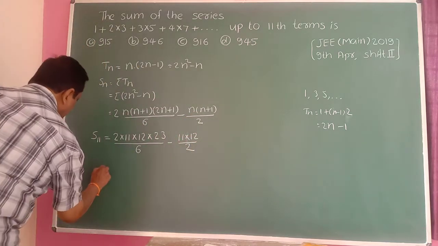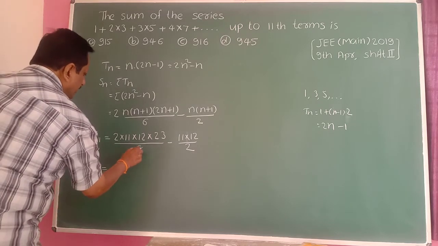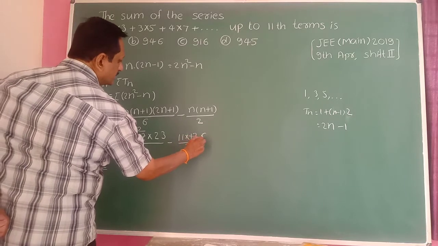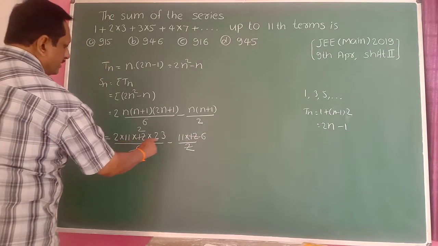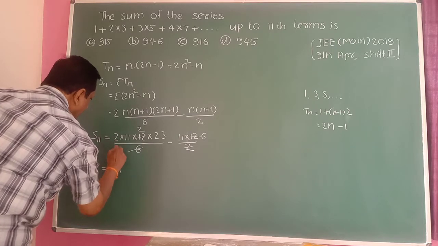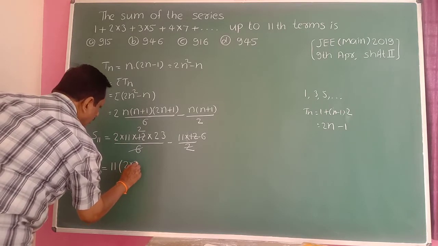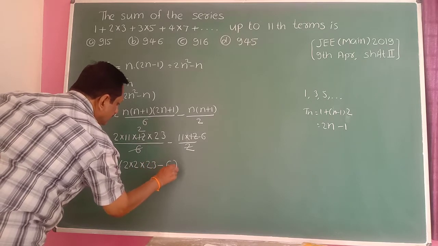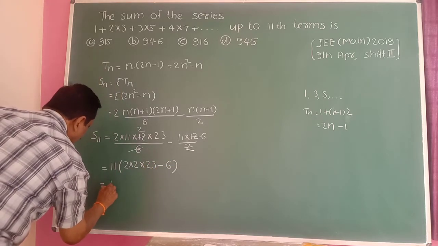Therefore this is equal to, so 6 ones are 6, 2s cancel here. 2 ones are 2, 6 cancels here. Here is 11, here also 11. You can take 11 common here. 11 is the common factor. Therefore 2 into 2 into 23 here, minus 6 here. Therefore this is equal to 11.